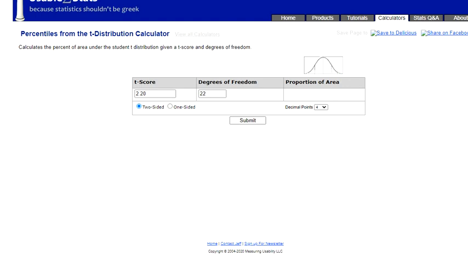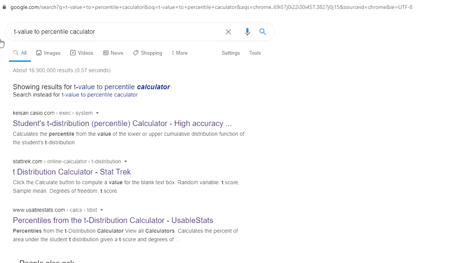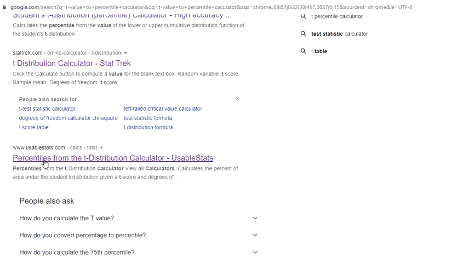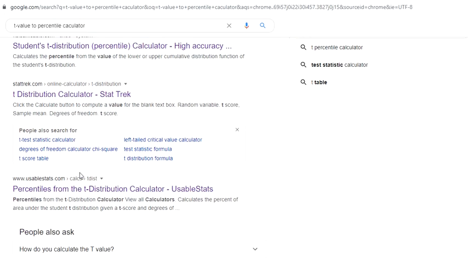Okay, so I'll show you the address up here. I found usablestats.com was a good one for this. It was the third one down when I typed in t-value to percentile calculator.